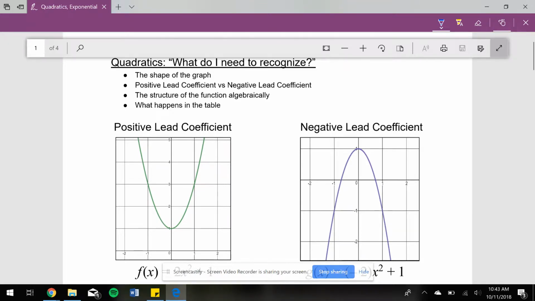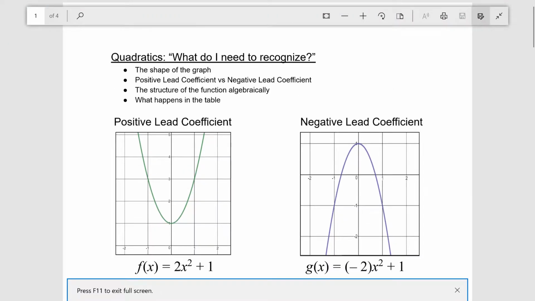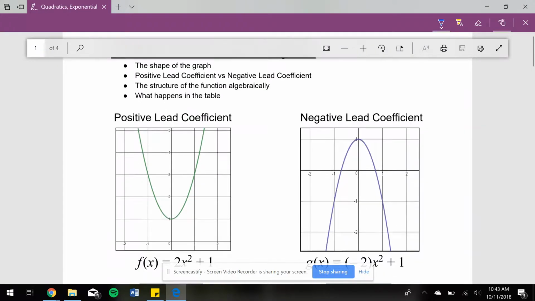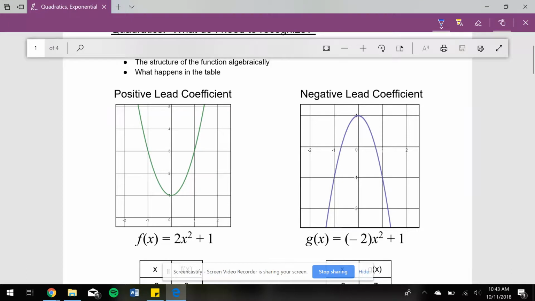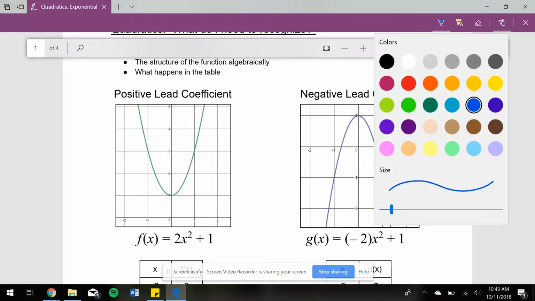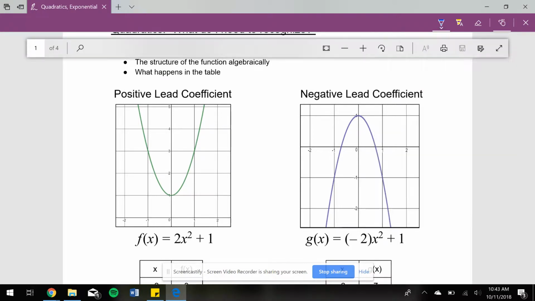All right. So let's make that a full screen. That might make life easier. No, I lied. All right. So just below here, I have two different examples of quadratic functions. I've got a positive lead coefficient quadratic on the left, and I've got a quadratic with a negative lead coefficient on the right. Just a reminder, what I mean by lead coefficients is simply the number that's attached to my x squared.